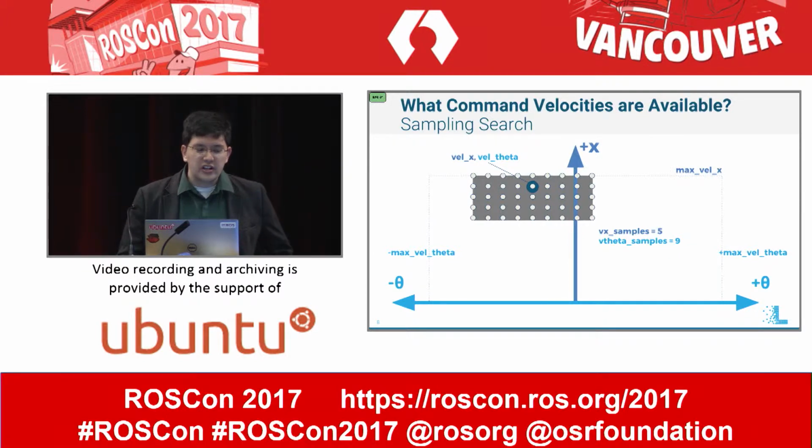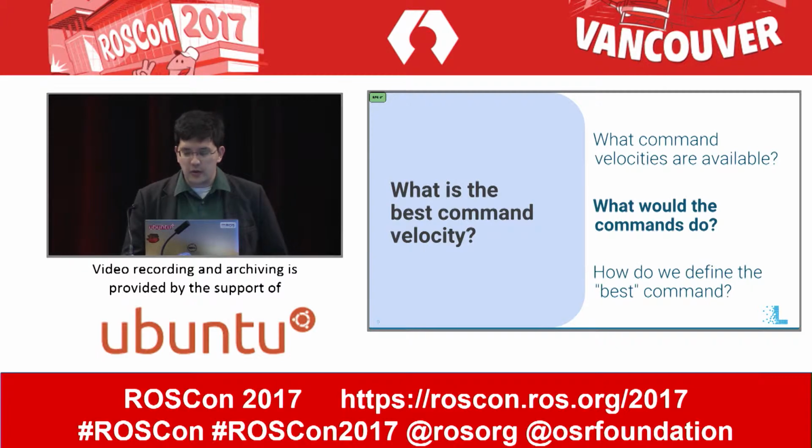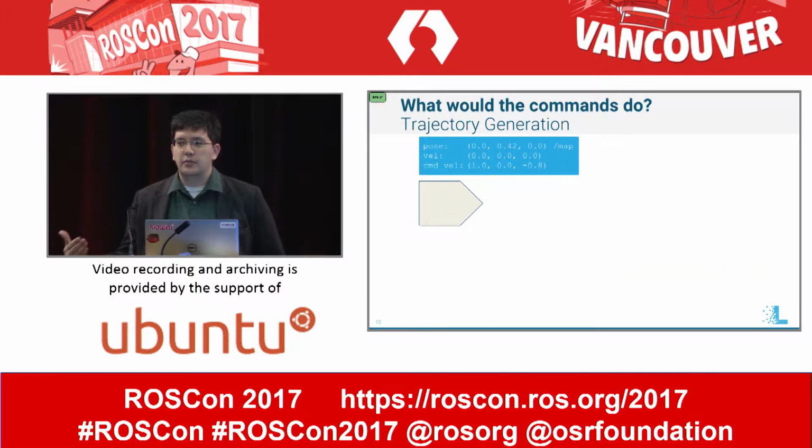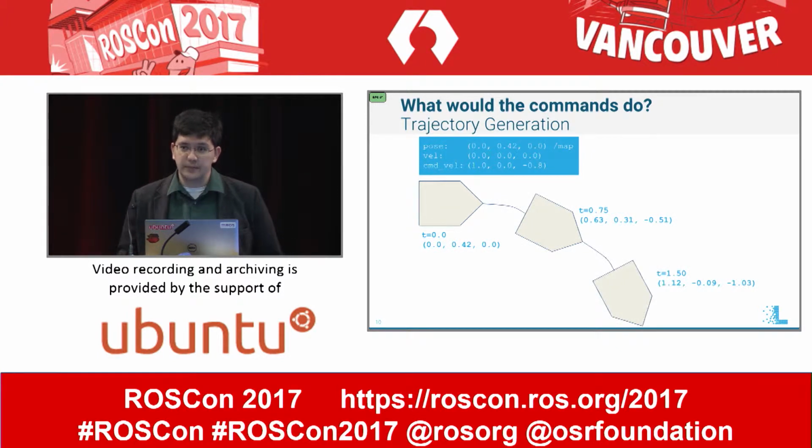The next question is, what would these commands do? And this is more or less straightforward forward kinematic projection. So we start off with what the current pose of the robot is. We have its current velocity, and then we have the command velocity that we want to send the robot at. And the question is, where would this robot go? We can just project that forward out in time.